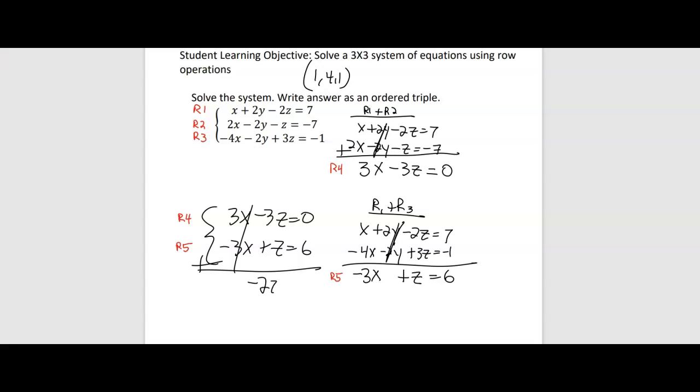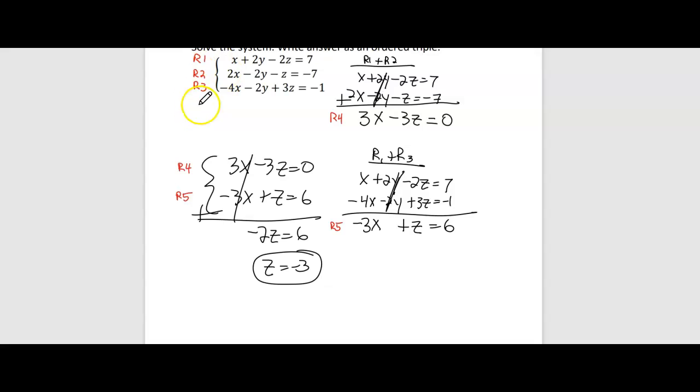We get negative 2z equals 6. If I divide by negative 2, that's z equals negative 3. All right, we're on to something. We have 1/3 of our final answer. We now need to back substitute. Back substitute into one of the row 4 or row 5s. Don't necessarily back into 1, 2, or 3 because usually they have 3 variables and just knowing one of them isn't enough to find another. But row 4 and 5 have 2 variables. Knowing one of them is enough to find the second one.